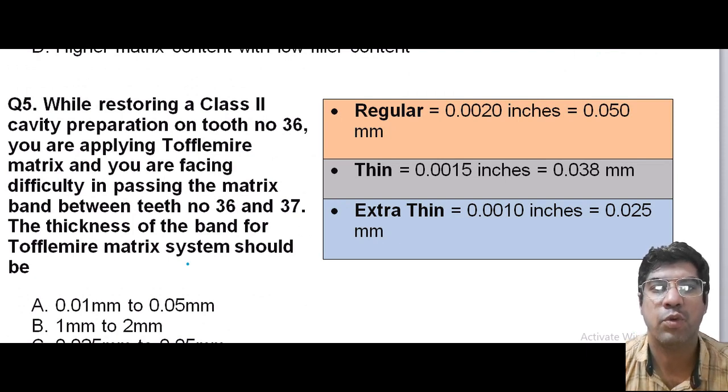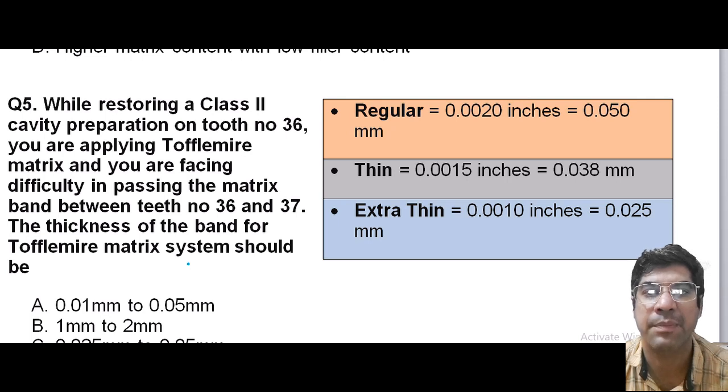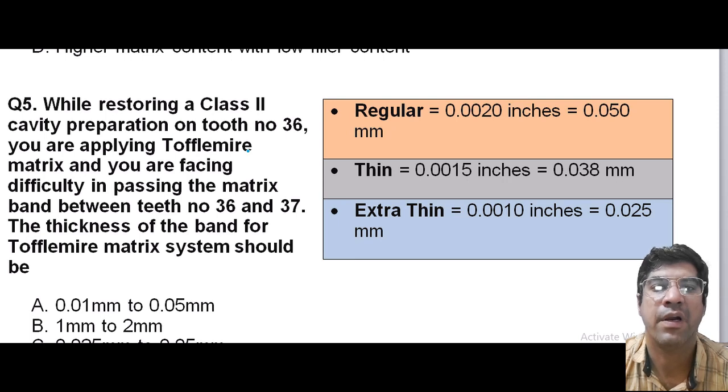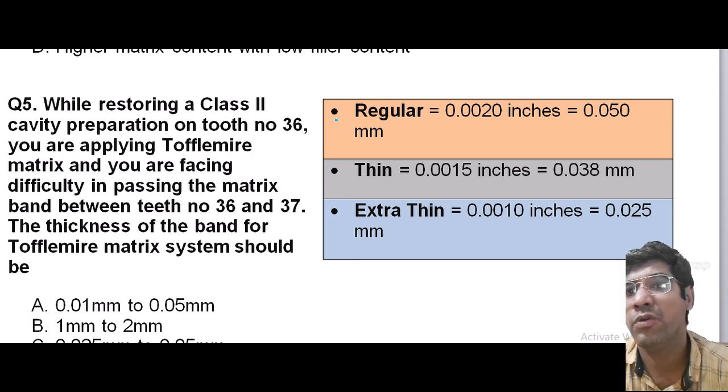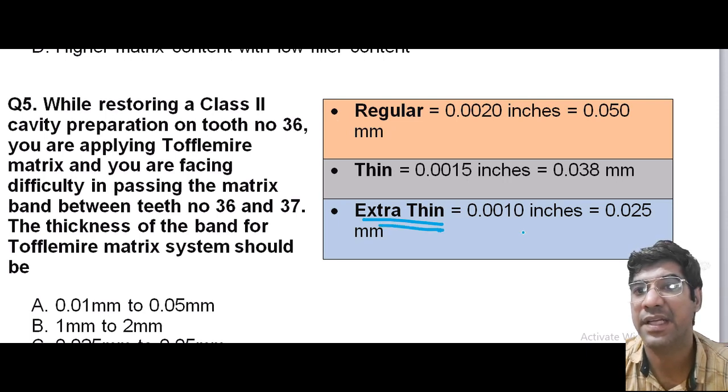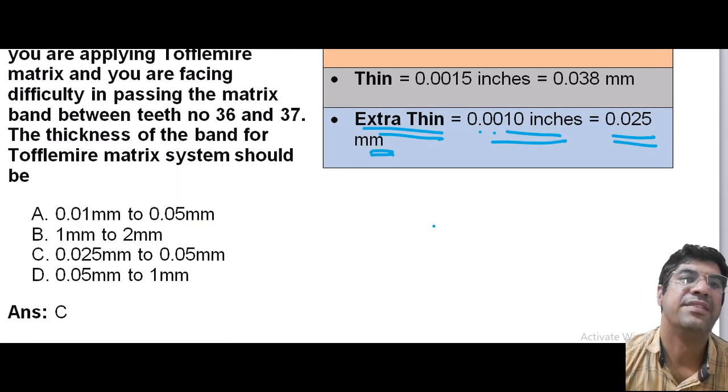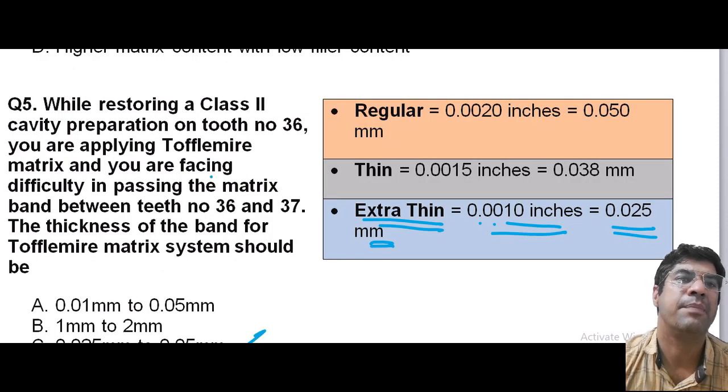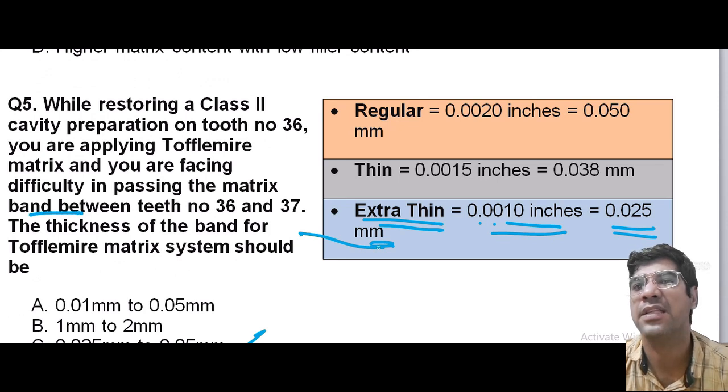While restoring a class 2 cavity on tooth 36, you are applying a Tofflemire band and you are facing difficulty in passing the matrix band between teeth number 36 and 37. You should use an extra thin Tofflemire band here. That is, the size is 0.0010 inches or 0.025 mm. So choose answer C as your choice. If you are facing difficulty in passing the matrix band, choose an extra thin band.